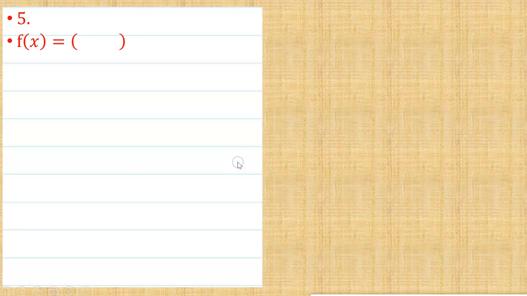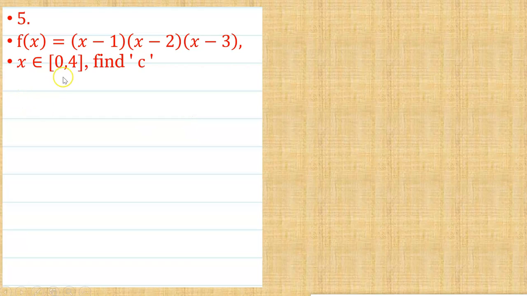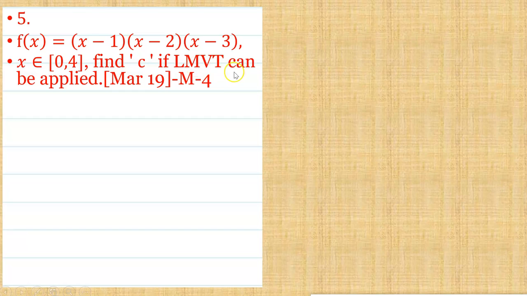Question number 5. f of x is equal to (x minus 1)(x minus 2)(x minus 3), x belongs to the closed interval 0 to 4. Find c if the LMVT can be applied. This problem was asked for 4 marks in March 19.